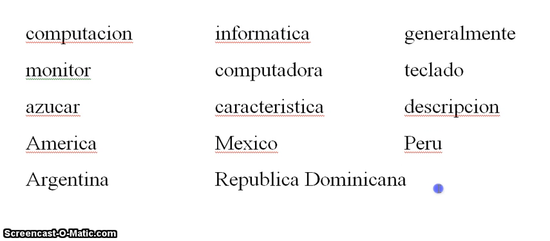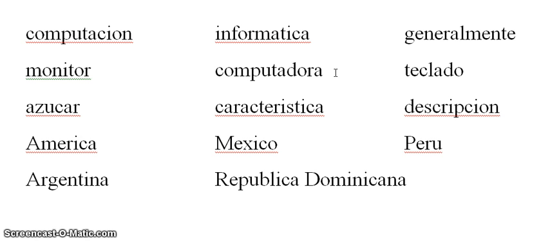Okay, so I've given you these words here. I want you to go through them, and I want you to decide whether or not you need an accent and where. Okay? I'll say them a couple of times for you, and you go through. Computación. I'm going to go across. Next one. Informática. Next word. Generalmente. Then we have monitor.